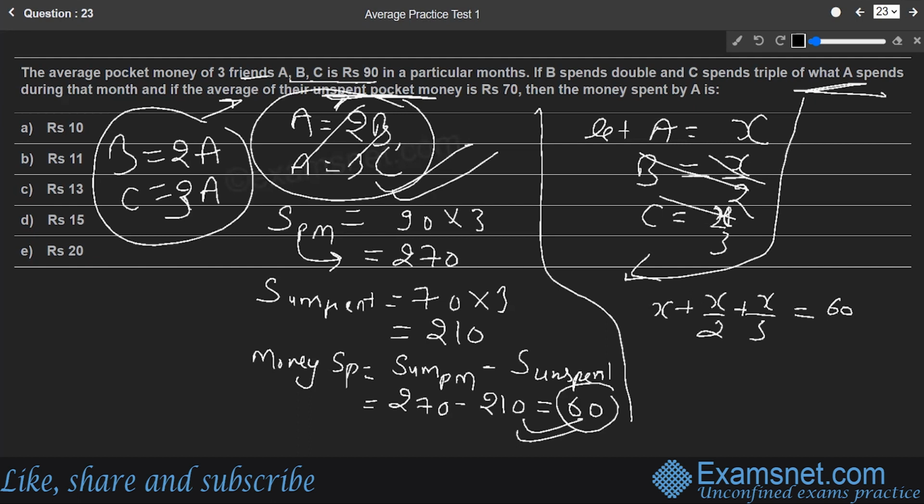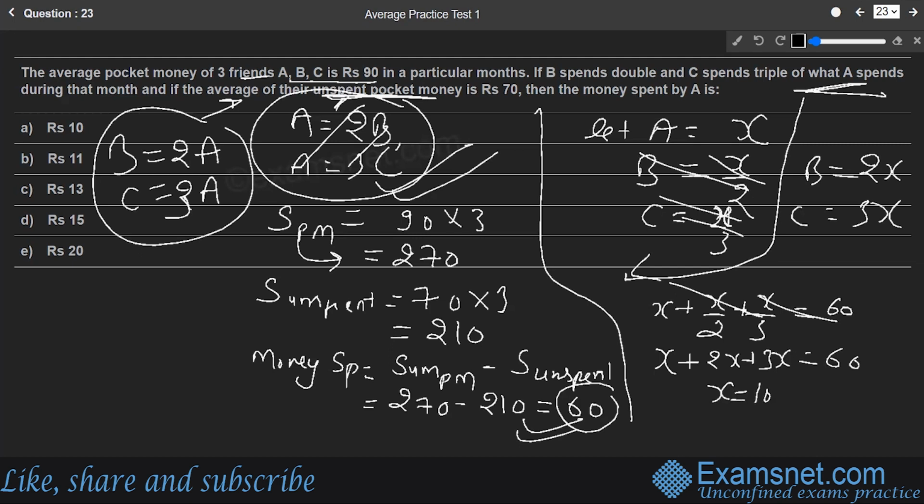So it's not B is equal to X by 2. It has to be B is equal to twice of X and C is equal to thrice of X. This has to go like this. So adding all of them will be equal to 60. If we do that, it's going to be X plus 2X plus 3X is equal to 60. How much does this become? This becomes 6X is equal to 60.